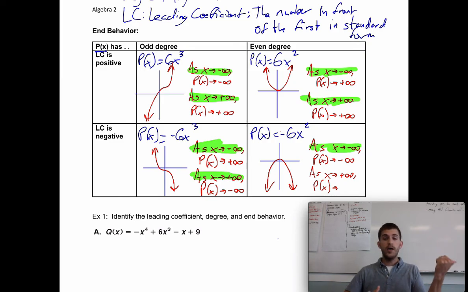The other side, as x approaches positive infinity, p of x, this graph, is going, so as we're going to the right, got to remember to teach backwards now, as you're going to the right on your graph, it's also going down to negative infinity. We're going down, down, down, down, forever and ever and ever. We're going to practice these in just a couple minutes.